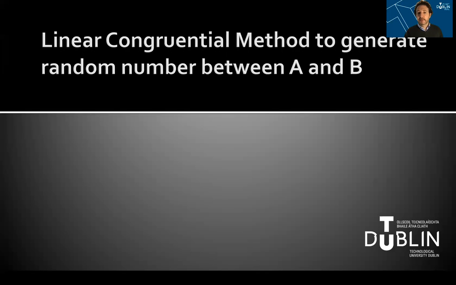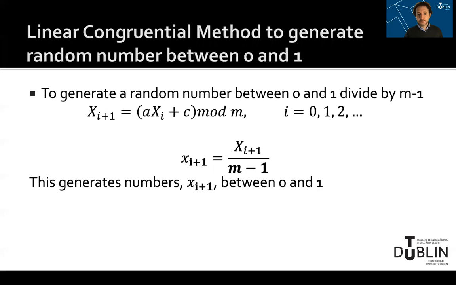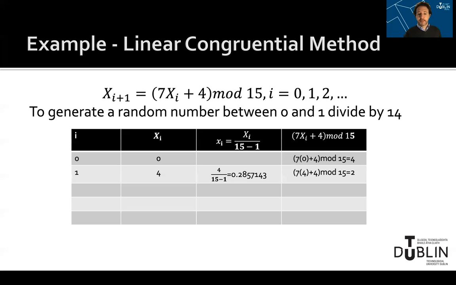How do we use this to generate numbers between A and B? So we have our sequence xi, and if we just divide it by m minus 1, the modulus minus 1, it will generate all numbers between 0 and 1. So let's do the example. Our new number is 4. So our random number is 4 divided by 15 minus 1, 14, which is 0.28. So now that's our number between 0 and 1.